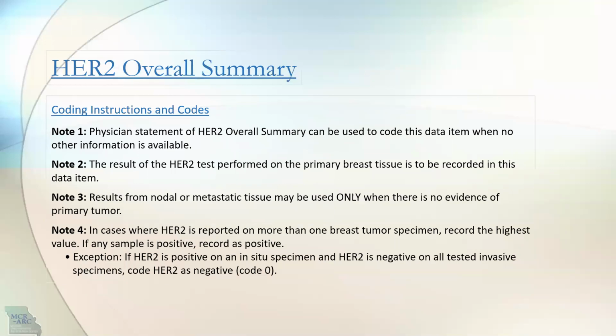This is from SSDI manual, page 189 and 190. Physician statement of HER2 overall summary can be used to code this data item when no other information is available. The result of the HER2 test performed on the primary breast tissue is to be recorded in this data item. Results from nodal or metastatic tissue may be used only when there is no evidence of a primary tumor. In cases where HER2 is reported on more than one breast tumor specimen, record the highest value. If any sample is positive, record as positive. Exception: if HER2 is positive on an in situ specimen and HER2 is negative on all tested invasive specimens, code HER2 as negative, code 0.